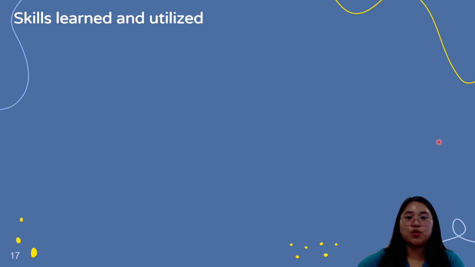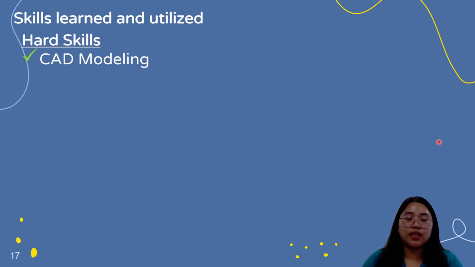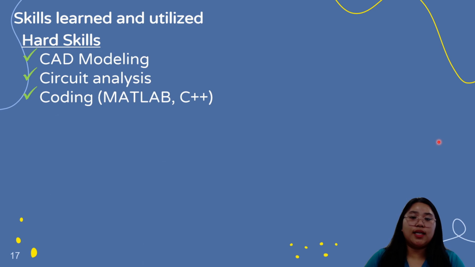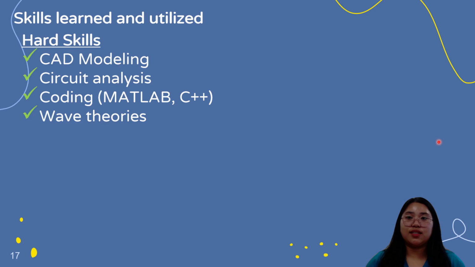I just want to talk about the skills that I learned and utilized throughout this project period. In terms of hard skills, I definitely learned a whole lot more, and I enhanced my CAD modeling skills, circuit analysis, and coding, especially in MATLAB and C++. MATLAB was for calculating the wave parameters that I would need to generate, like the wavelength and the wave height, and of course C++ to control my stepper motors and all that programming code. Wave theories, of course, since it's a wave flume.